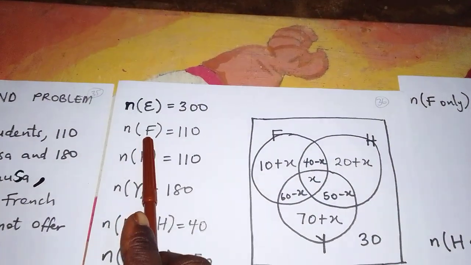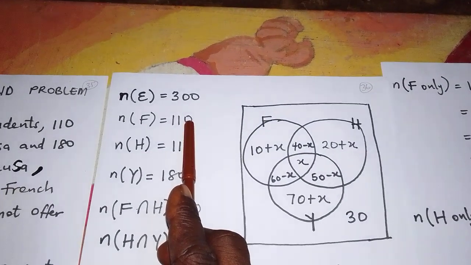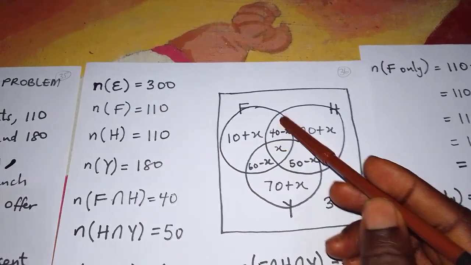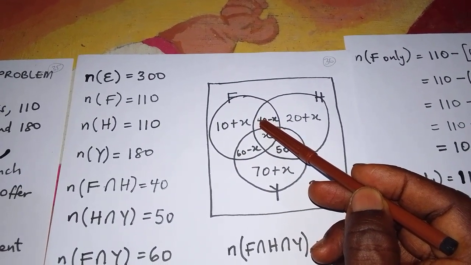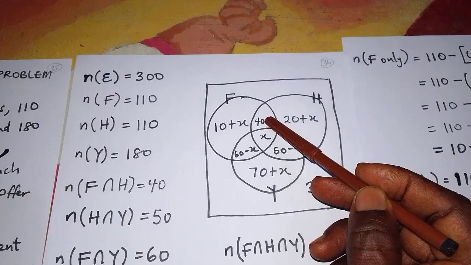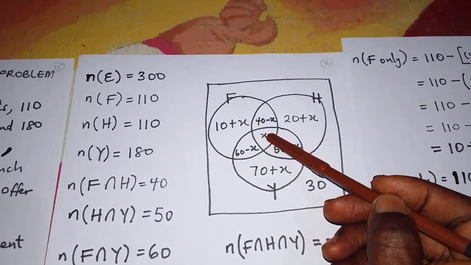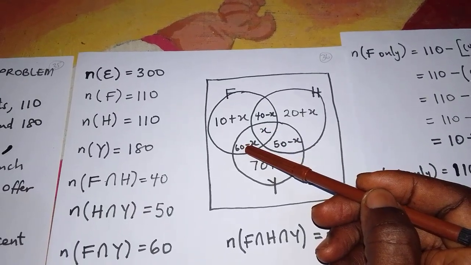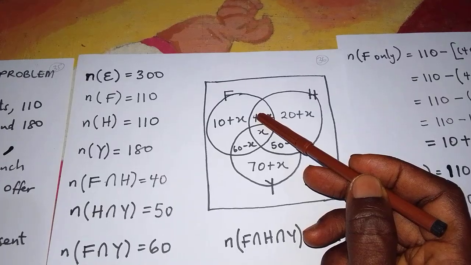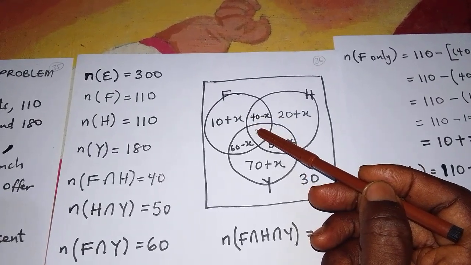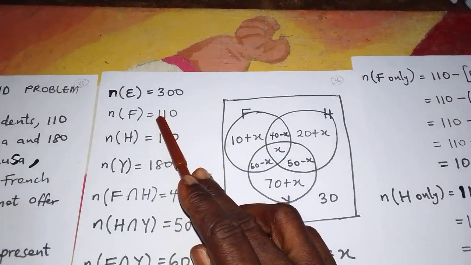Also, we need to know those that offer only one subject. So those that offer French are 110. To now know those that offered only French, that means you come to the circle of French. Now you subtract those that offer French and Hausa only, those that offered the three subjects, and those that offer only French and Yoruba. You add these, that is 40 minus X plus 60 minus X, and subtract it from 110.